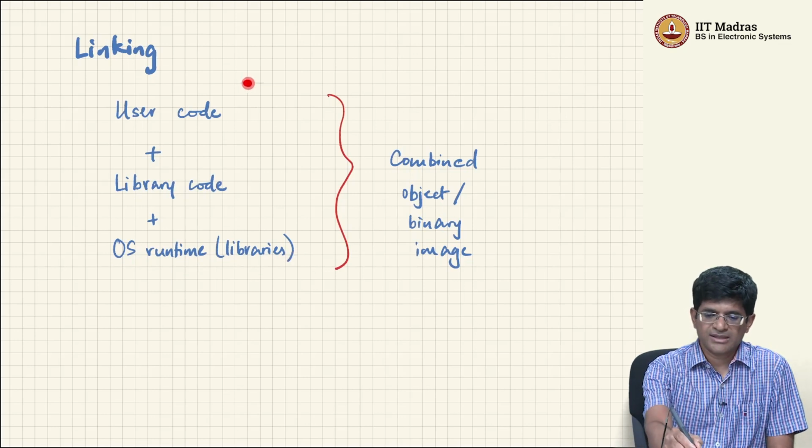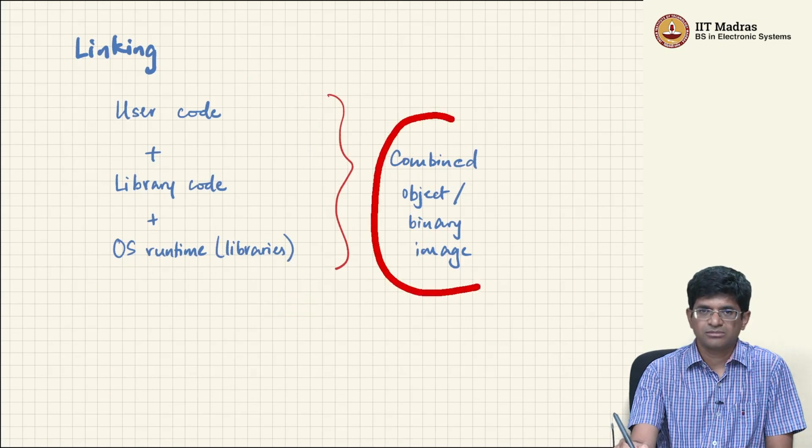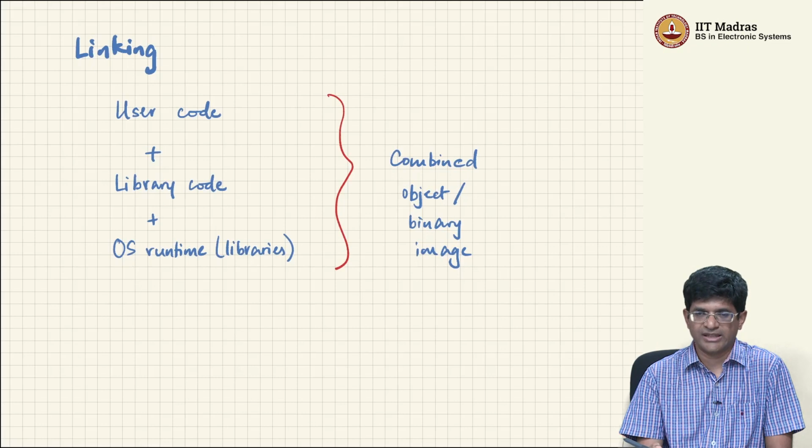What the linking process does is it takes all of these together and creates a single object or a binary image, which is something that the system that you are trying to use in order to run knows how to deal with. It knows what to do with this particular set of files, right, and how to actually load it into memory in such a way that it can now get executed as a program.